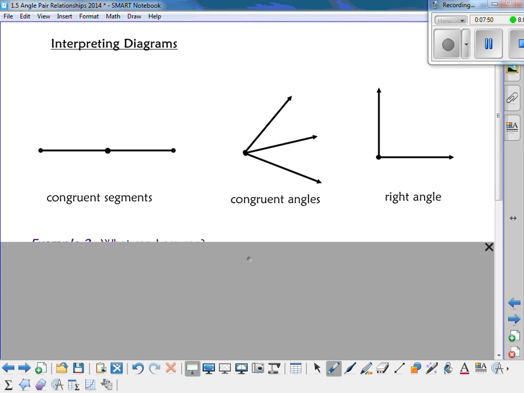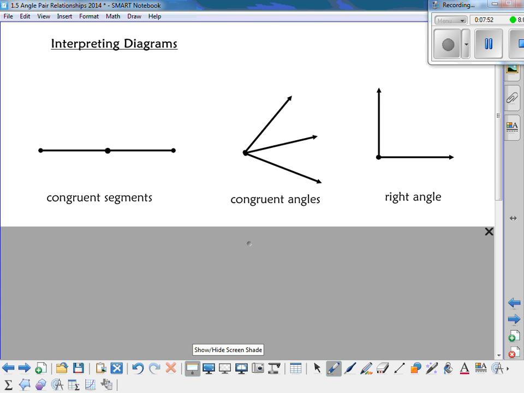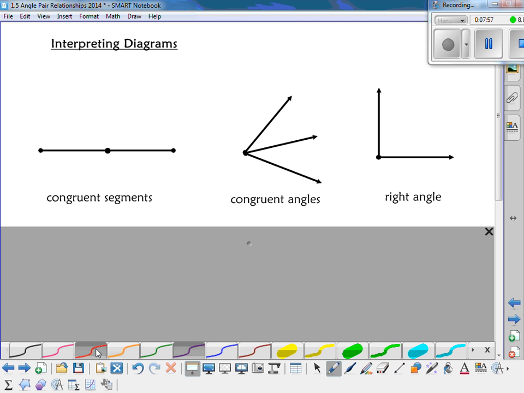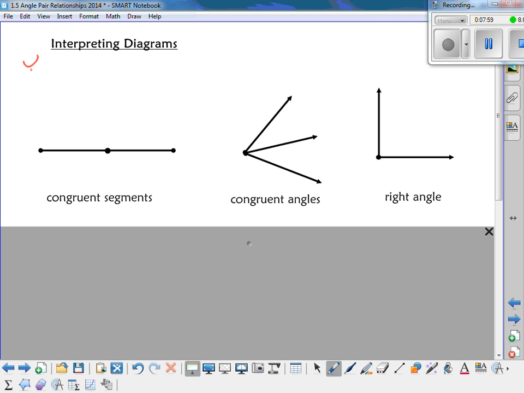When we're looking at diagrams, it's important to realize that you cannot assume anything, okay? You cannot assume anything unless it's marked.